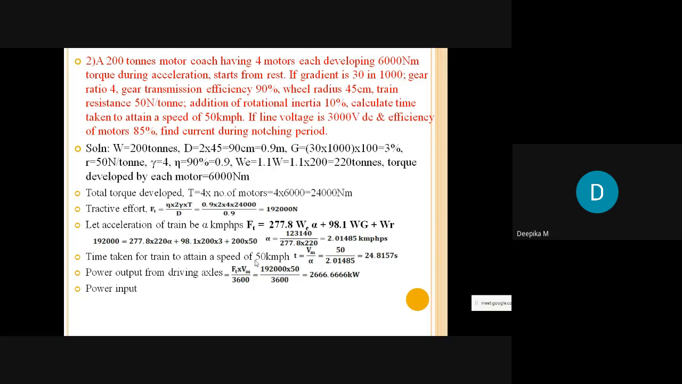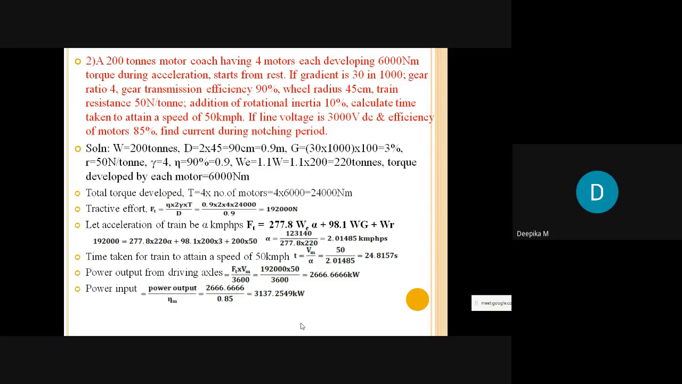Then I have to calculate the power input. To calculate the power input, the efficiency will be given in the problem. You can observe here the efficiency of motor is 85%. Hence I could use this formula: the power input is nothing but power output by the efficiency of the motor, which is 0.85. Hence the power input will be 3137.2549 kilowatt.